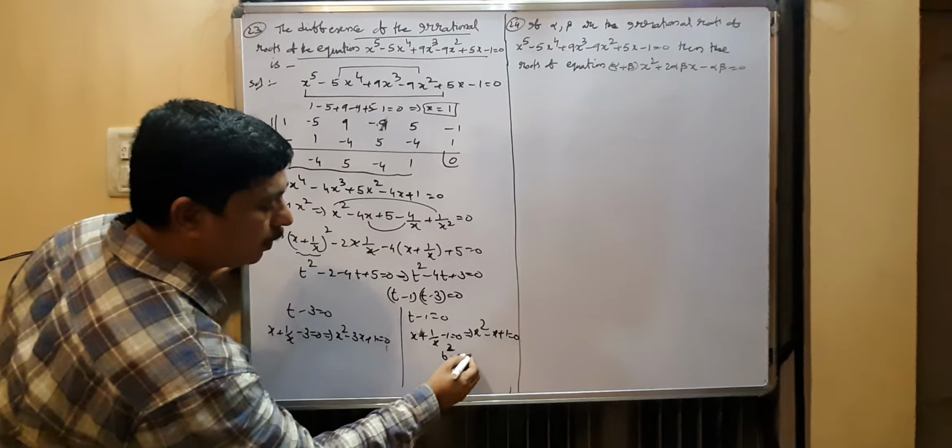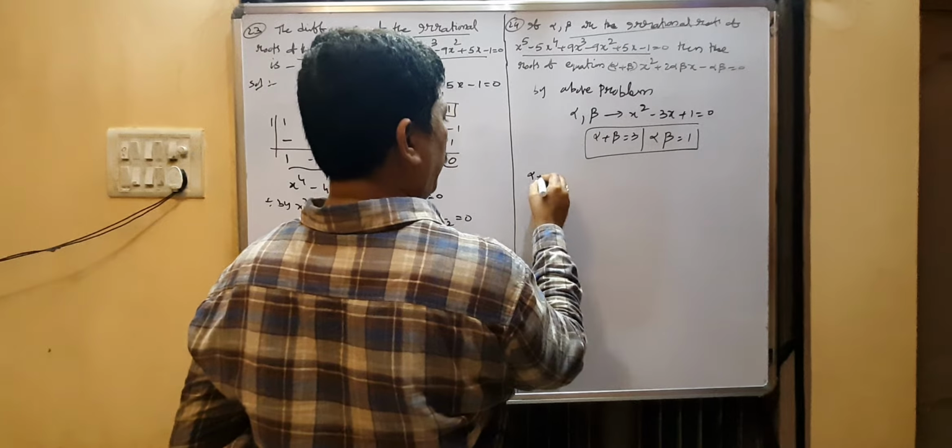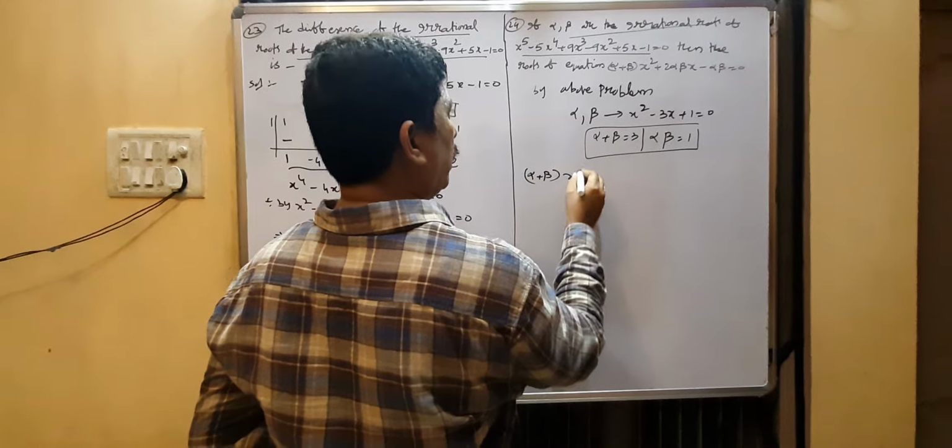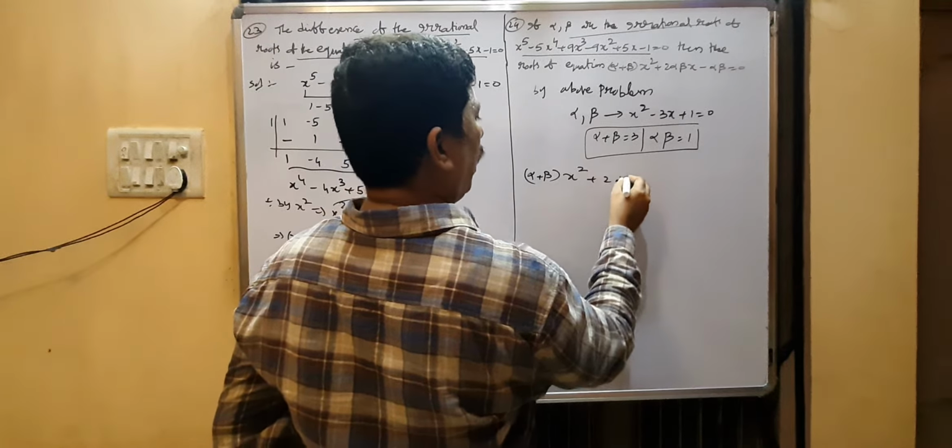Now they are asking to find the roots of the equation (alpha plus beta) x squared plus 2 alpha beta x minus alpha beta equal to 0. Alpha plus beta is 3, so 3x squared. Alpha beta is 1, so 2 into 1, 2x, minus alpha beta is 1. Factorization you can do.